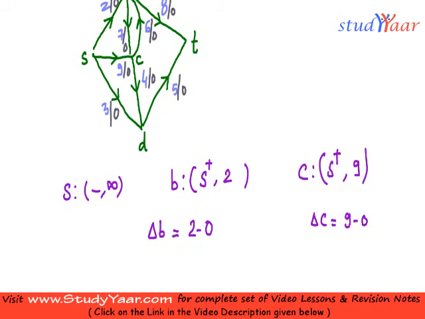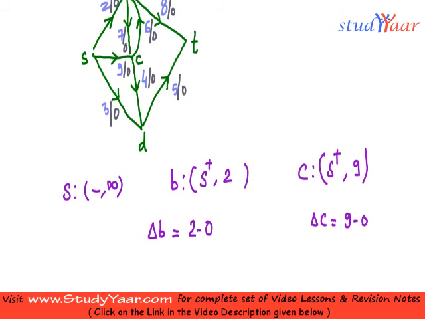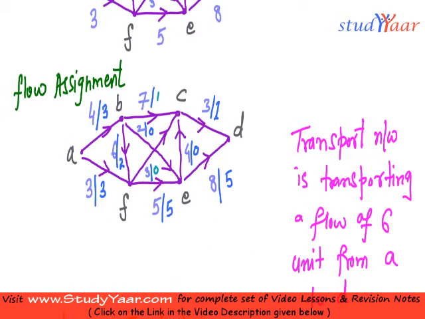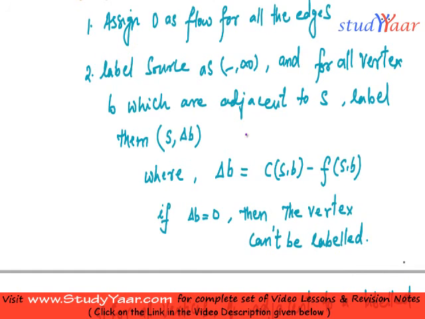Do we have one more adjacent vertex? Yes, I have D which is adjacent to S. So D is going to be S plus comma, the capacity is 3 and flow is 0. So delta D is going to be 3. So this was my step number 2.